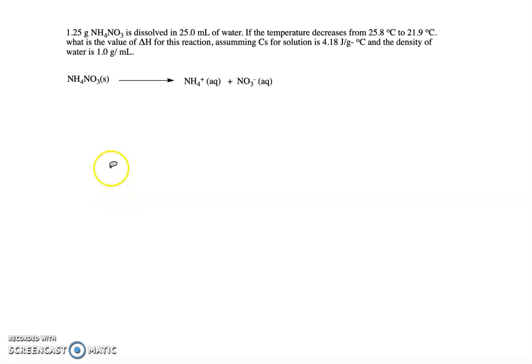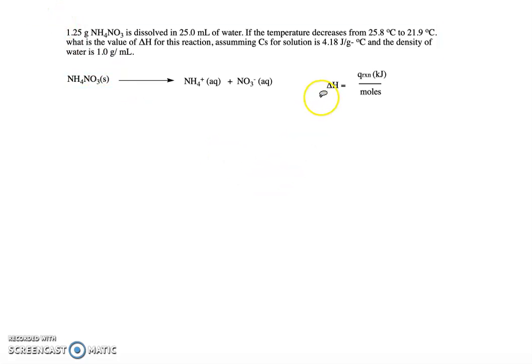I want to look today at finding delta H for a reaction. In particular, we're going to look at the reaction of NH4NO3 dissolving in water. So the equation that we're looking at is taking NH4NO3 solid, dissolving it in water, and getting NH4 plus and NO3 minus.